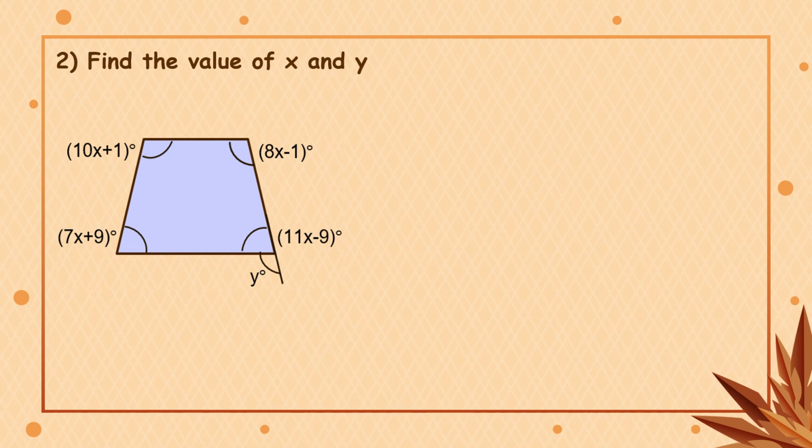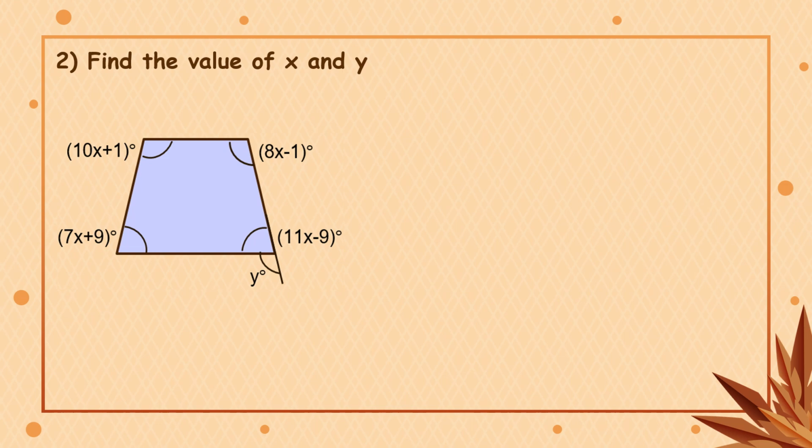I'm just talking about the angles which are lying inside the quadrilateral. That is 10x plus 1 degree, 8x minus 1 degree, 11x minus 9 degree, and 7x plus 9 degree. They have not asked us to find the value of these angles. Instead, they've asked us to find out just the value of x in this. So first and foremost, our solving part of the question will be finding out the x value.